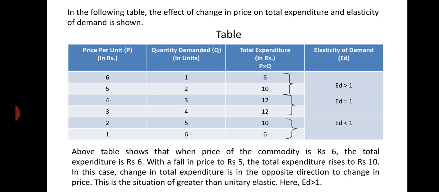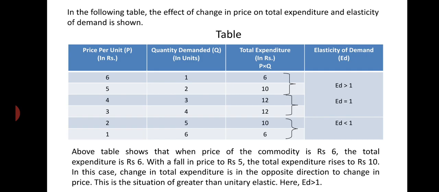Mark just the differences in between. At first, total expenditure increases with a fall in price. So price and total expenditure move in opposite direction. So as they move in opposite direction, here ED is greater than 1. It is mentioned in the fourth column. Similarly, with a fall in the price from rupees 4 to rupees 3 per unit, total expenditure remains constant at rupees 12. At this moment, ED is equal to 1, or this is the case of unitary elastic demand.